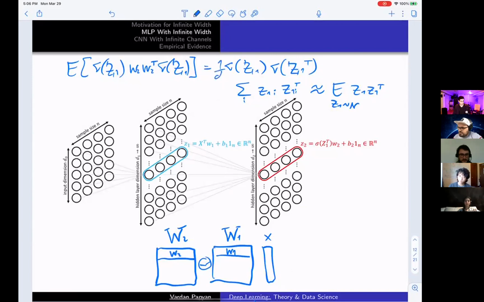I guess I should write something like 1 over D0 or something like that. So there's some constant, maybe it's D0, maybe it's D1. I hope I didn't get it incorrect, but you can see the answer.